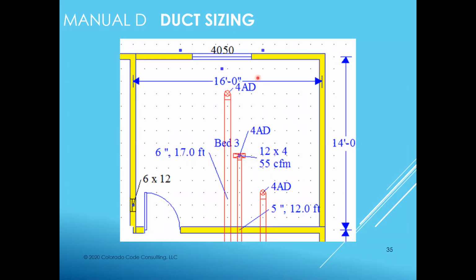Yeah, so everybody can picture what a 4AD is, yes? Got that in your head, what a 4AD is? Yeah, which is why it's important to have pictures on the job site. But yeah, 17 feet, a 6-inch duct, right? 5-inch duct, 12 feet of it.